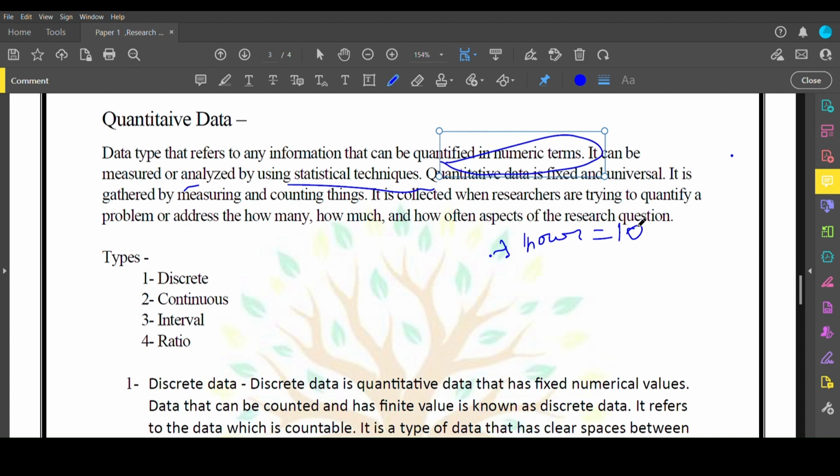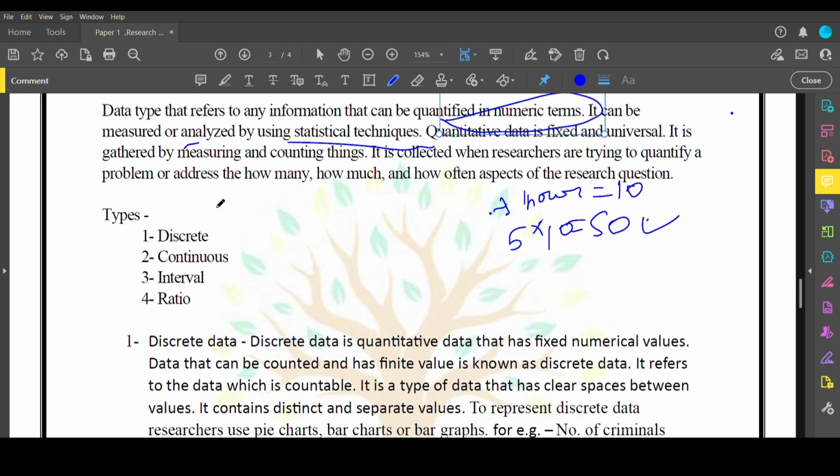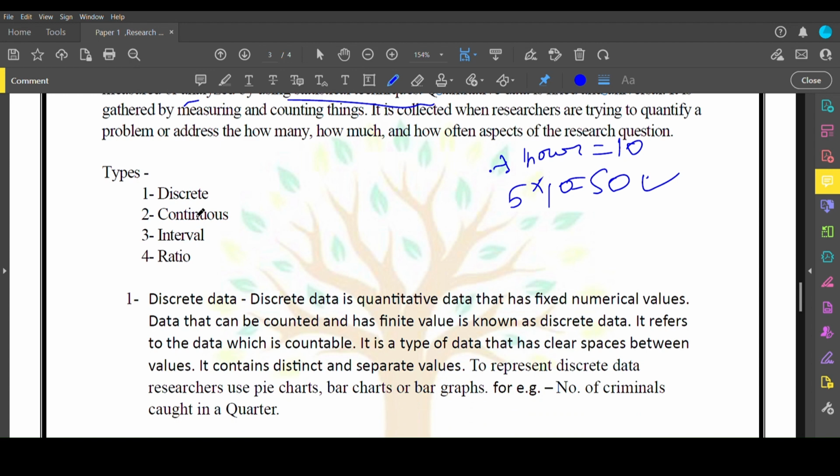10 customers visited a shop. So if I ask about 5 hours, then we can see 5 into 10 equal to 50 customers will visit that shop. So that is something we have calculated using a statistical technique. So it is quantitative data and it is gathered by measuring and counting things. Now under quantitative there are 4 types, which are discrete, continuous, interval, and ratio.